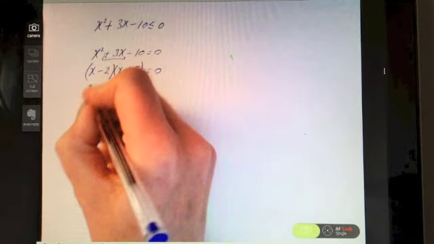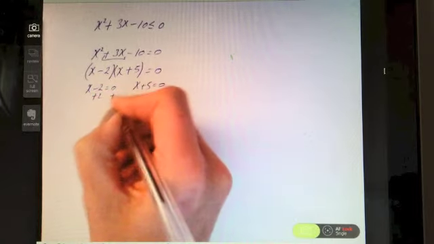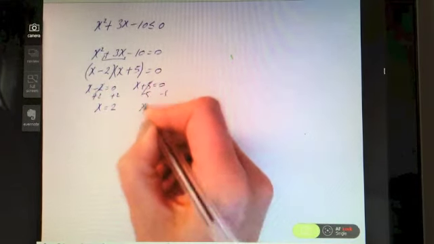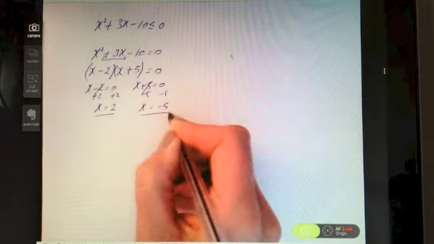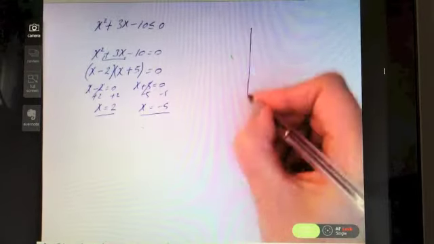So we have x minus 2 is equal to 0, or x plus 5 is equal to 0. Add 2 to both sides, therefore we get x is equal to 2, or x is equal to minus 5. So there are my roots. Okay, so quick sketch.